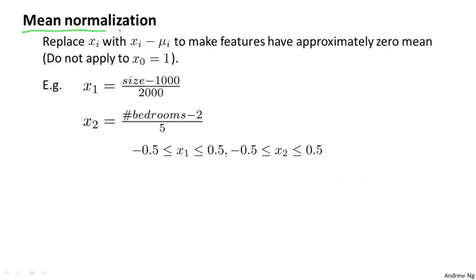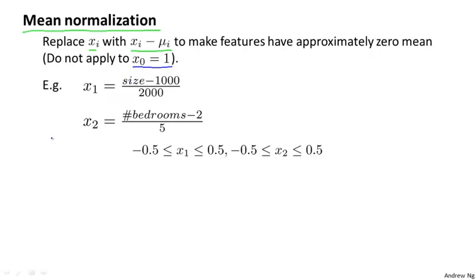what's called mean normalization. And what I mean by that is that you might take a feature xi and replace it with xi minus mu i to make your features have approximately 0 mean. And obviously we won't apply this to the feature x0 because the feature x0 is always equal to 1, so it cannot have an average value of 0.